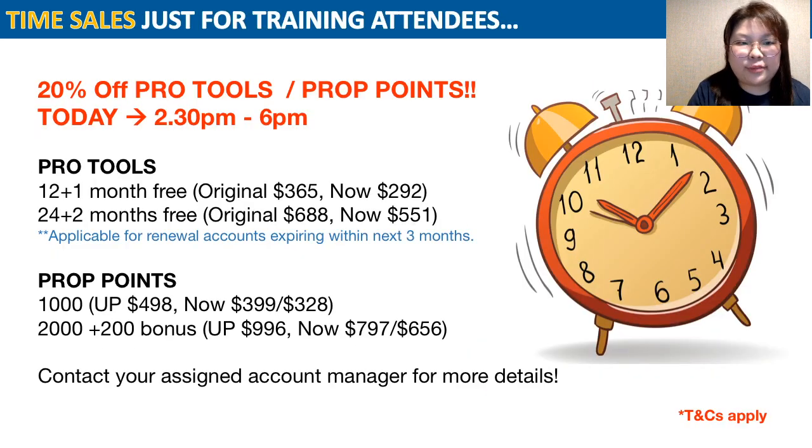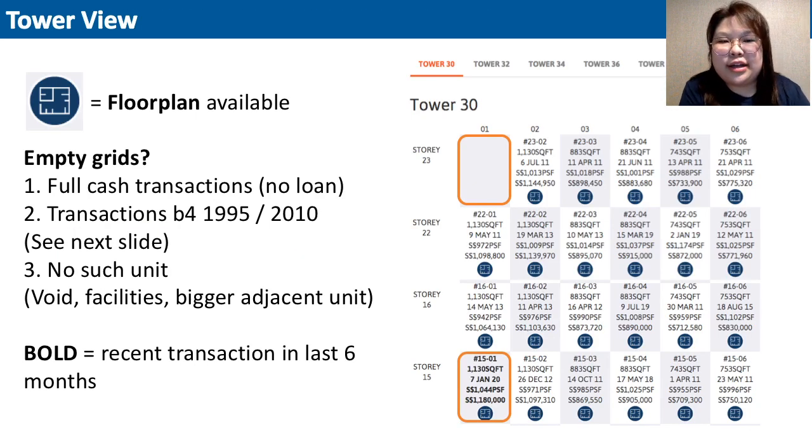So first and foremost, these are the key points that you all must remember. First, I need you to see that as long as there is a blue color circle, that means we have the floor plan. Next, if you see empty grids, it is because of full cash transactions before 95 or 2010, depending on the property type, or it could also be units.